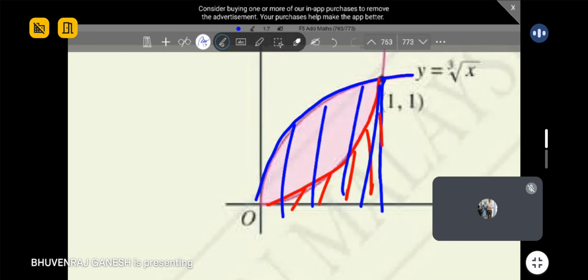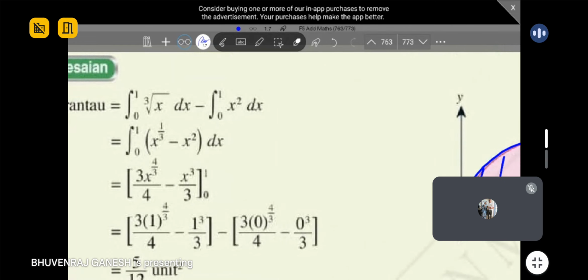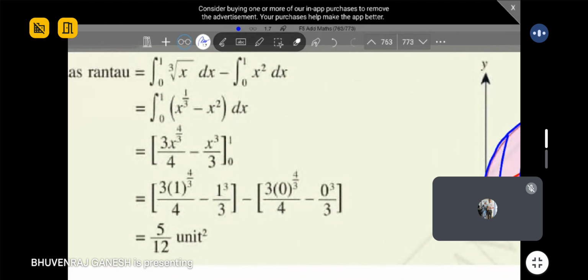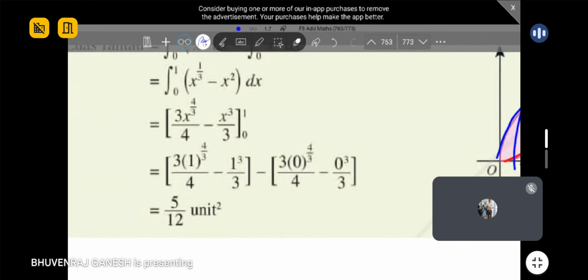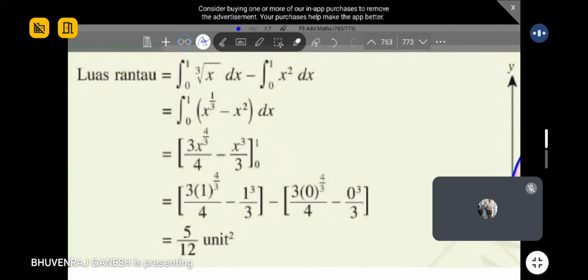Kamu ambil kawasan biru, tolak merah, kamu akan dapat kawasan berlorek. Blue minus red equals purple. So means that kamu boleh combine dua-dua persamaan ni. Kamu tolak sahaja. Sebab area tu positif, so modulus tu tak perlu. You can directly combine the two equations. Understand? So the area directly you get 5/12 unit square.